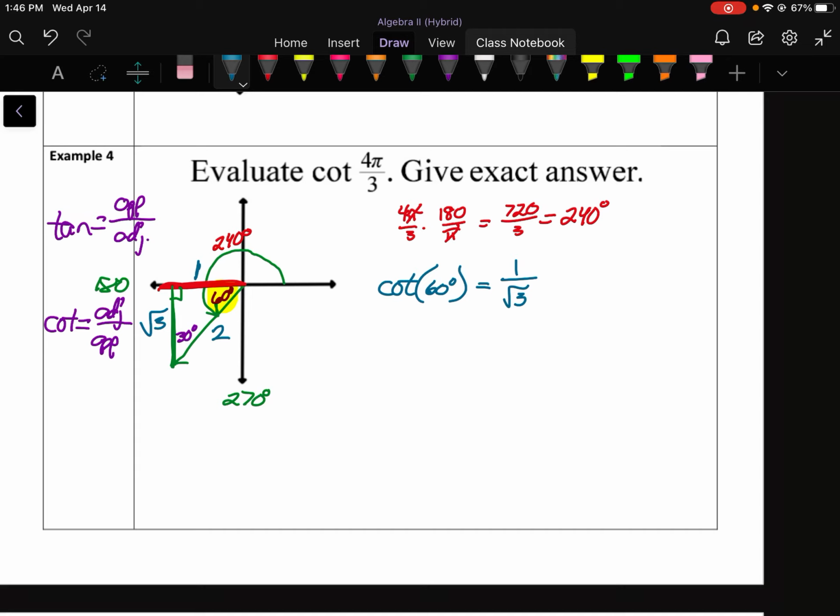Now, it would be great if we could leave it like that, but we cannot have radicals in our denominator. So what we need to do quickly is rationalize. We multiply the top and the bottom by the square root of 3 over the square root of 3. Up top, I have just the square root of 3 because anything times 1 is just itself. On the bottom, I have the square root of 9, which is just 3, so no more radical. So to simplify, the cotangent of 60 degrees is the square root of 3 over 3.